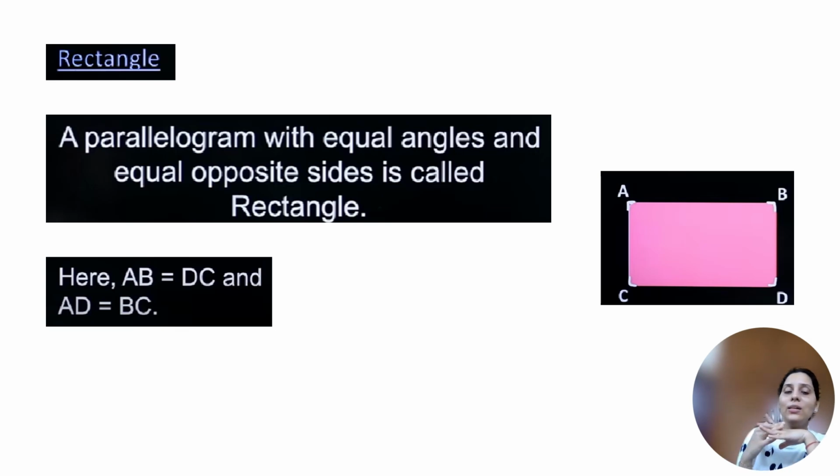Next up we have a rectangle. A parallelogram with equal angles and equal opposite sides is called a rectangle. The first thing in a rectangle is opposite sides are equal: AB is equal to CD and AC is equal to BD. Also all the angles in a rectangle are equal to 90 degrees. They are all equal to each other.